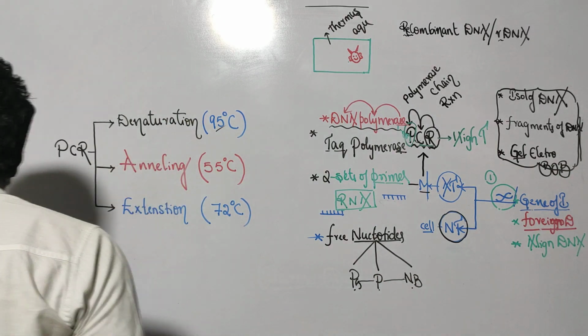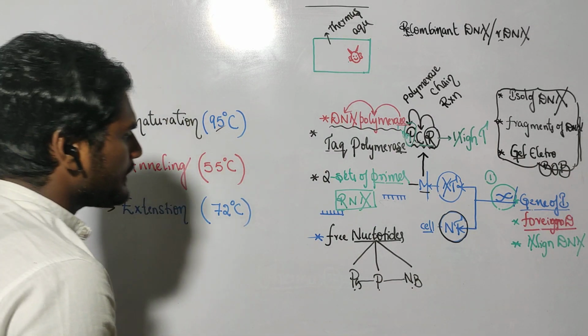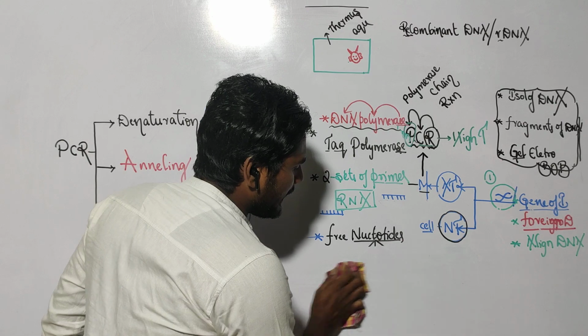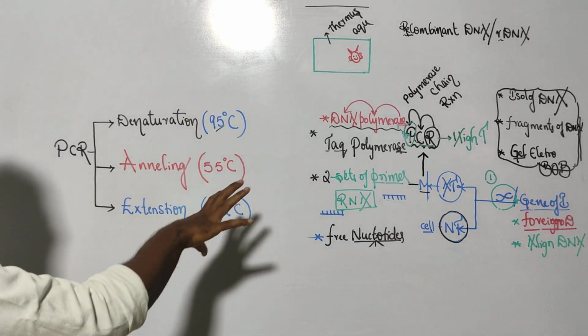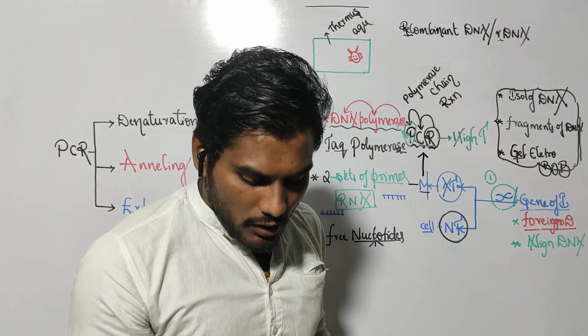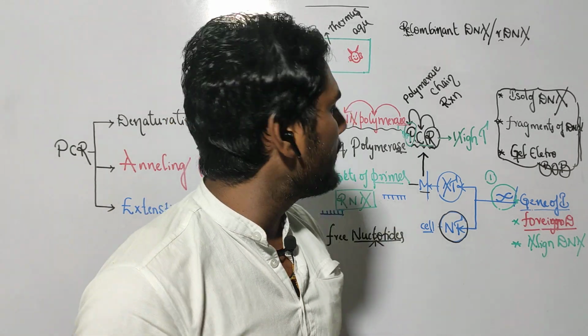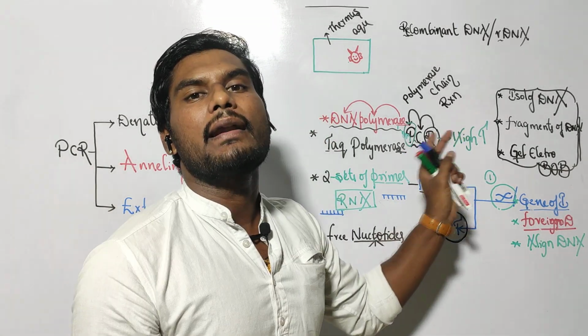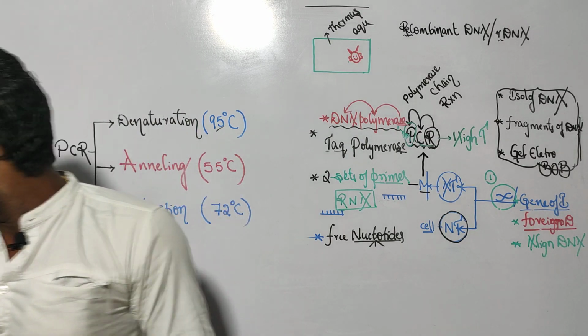Many nucleotides are required. These are the requirements to successfully complete the polymerase chain reaction. Take one screenshot if you want, please.